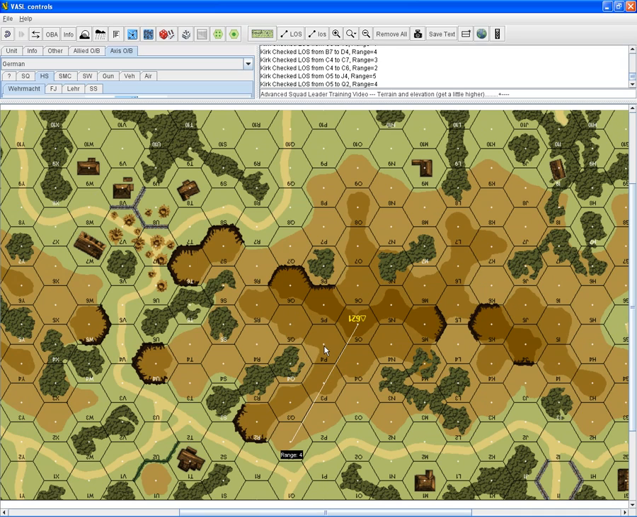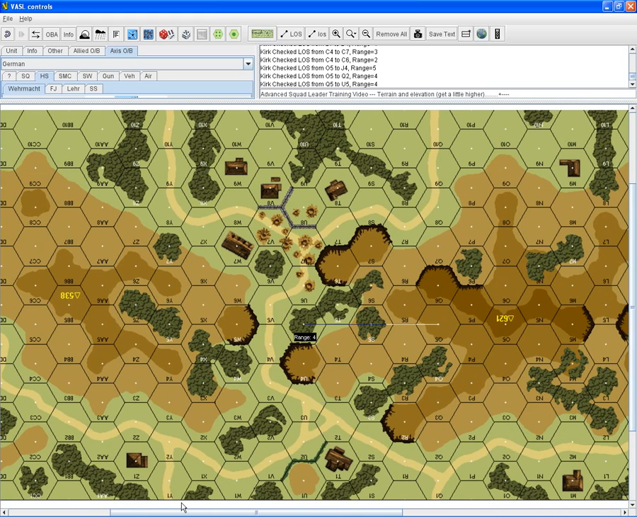How about P4? No, let's try this one. Q5 to U5. Q5 here and U5 over there. Right there. Well, let's take a looky. Nope. We got a level 2 obstacle in our way. We're at level 2. We can't see anything beyond it. So, can't see one another from U5 and Q5.